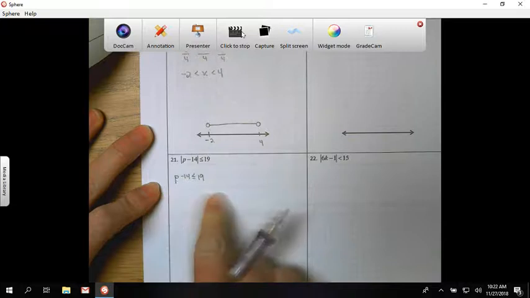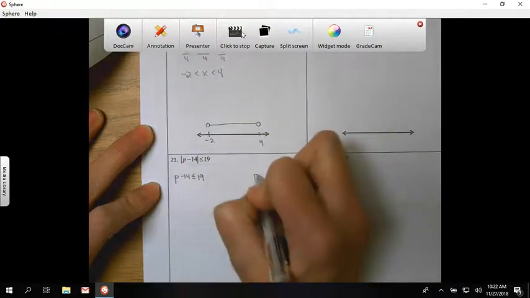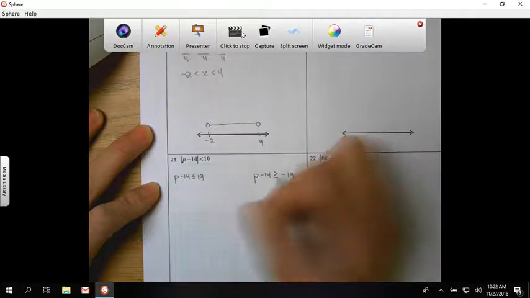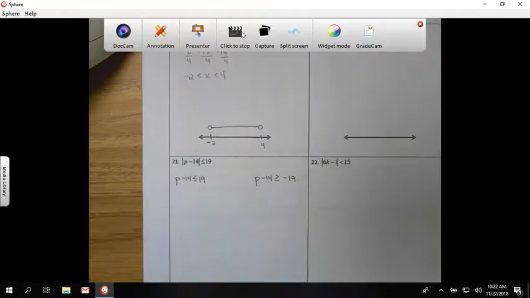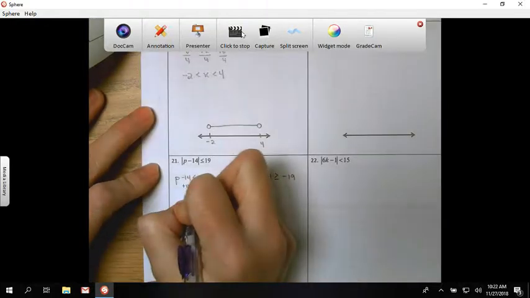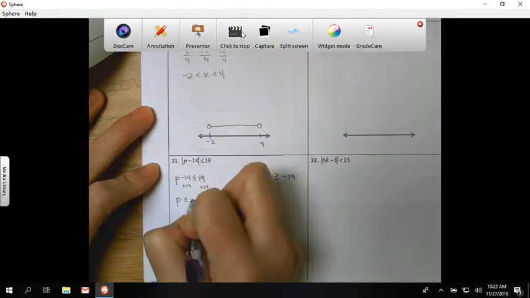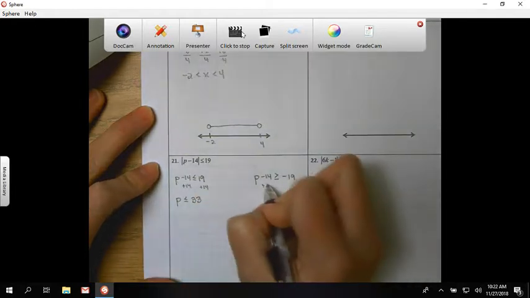Okay, so I don't change any of the symbols when I set it equal to the positive, but when I make this the negative 19, I reverse that inequality. Once I've done that, I still solve these the exact same way. So I'm going to add 14. So I get 33. Still the same over here.